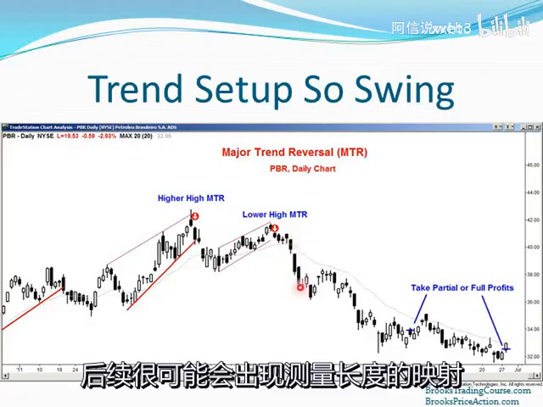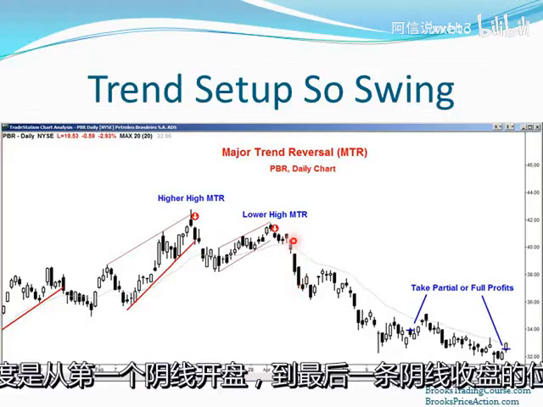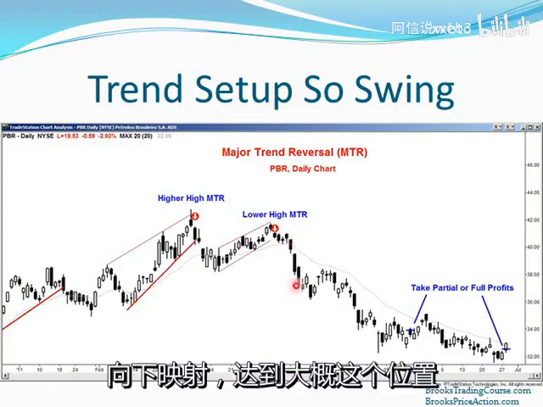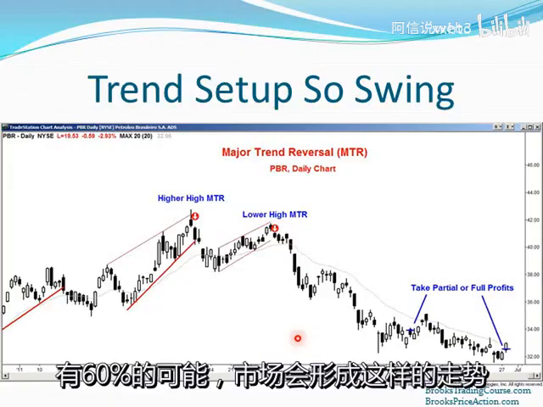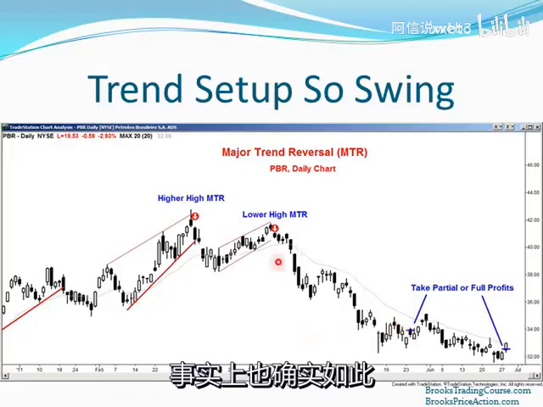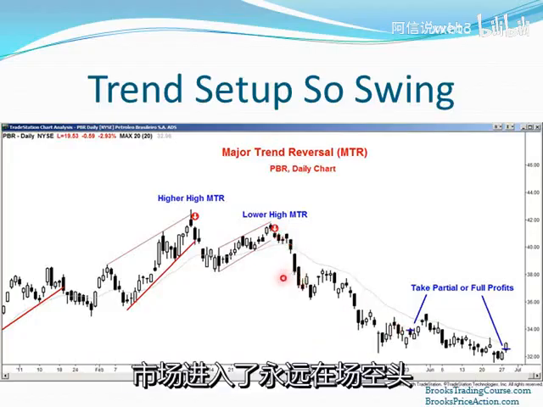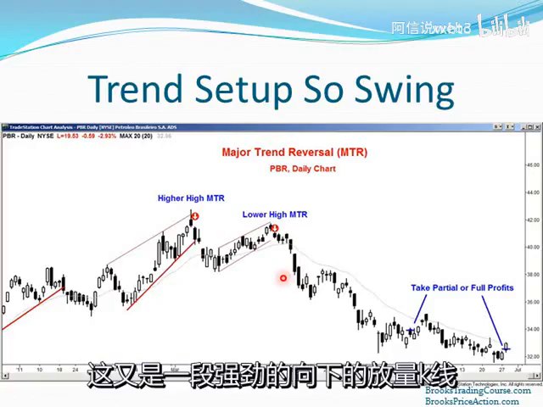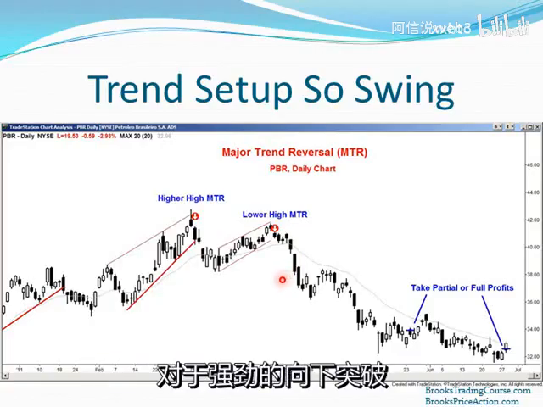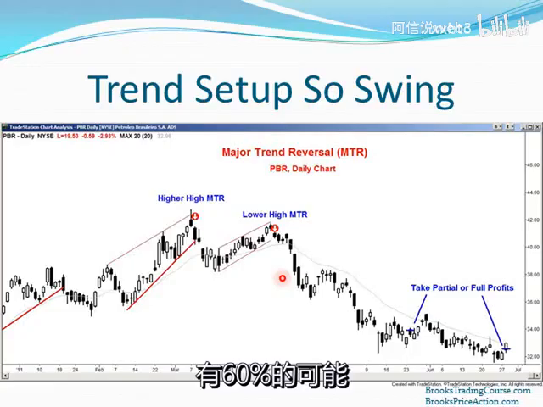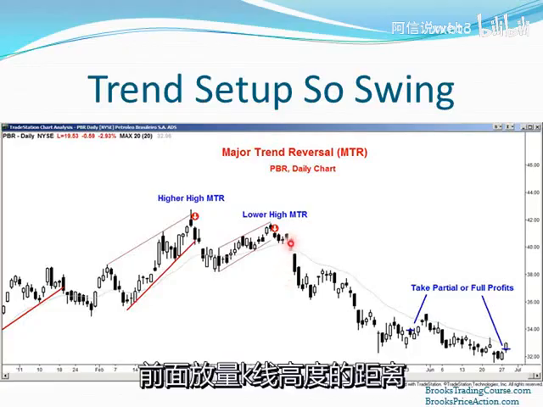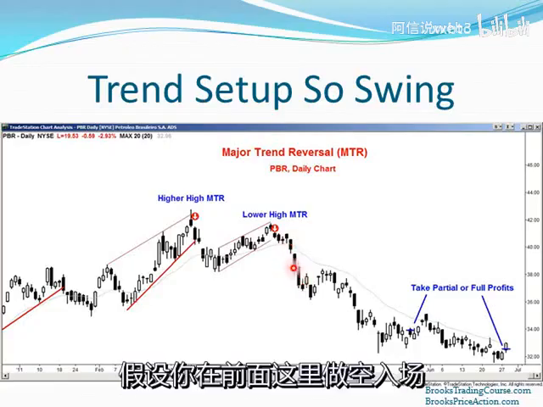This probably will result in at least a measured move down. So if you take the open of this series of big bear bars to the close of this bear bar and project down, it takes you down around here. A 60% chance that the market will get there, and in fact it did. 60% chance because it's a strong bear breakout. The market's always in short, and when you have a strong bear spike in a strong bear breakout, you have a 60% chance of the market reaching a measured move based on the height of the spike.